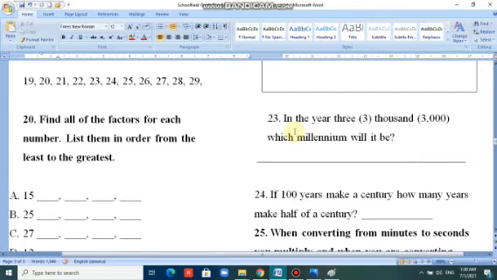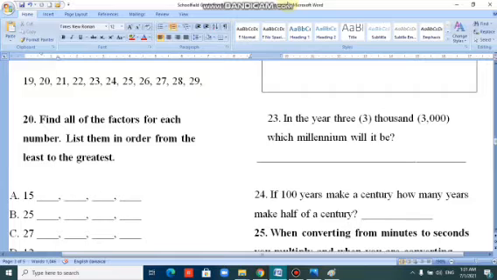Now, we are living in which millennium now? We are living in the second millennium, right? Because every 1,000 years makes a millennium, right? So we are living in the year 2021, or living in the year 2000. So we're living in the second millennium. So, in the year 3000, which millennium will it be?